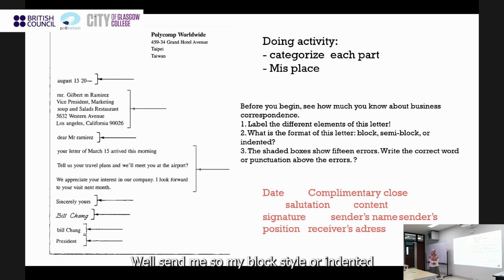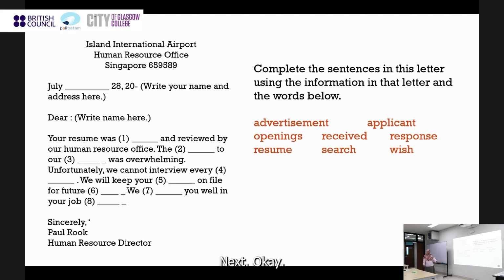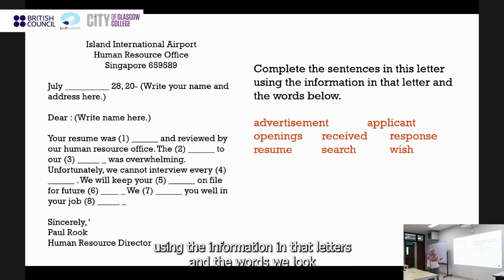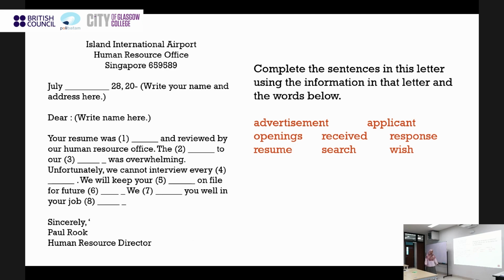So for the second question, what is the format of these letters? Block, semi-block style, or indented? Block style. Okay, block style. Next. This is to complete the sentences in these letters using the information in the letters and the words below. For the first, what should the answer be?